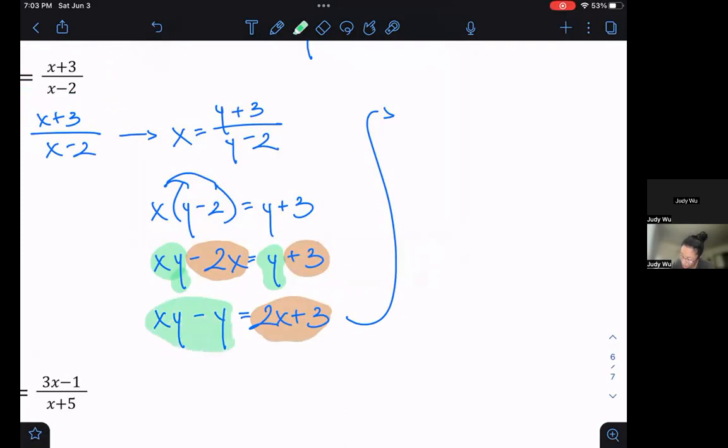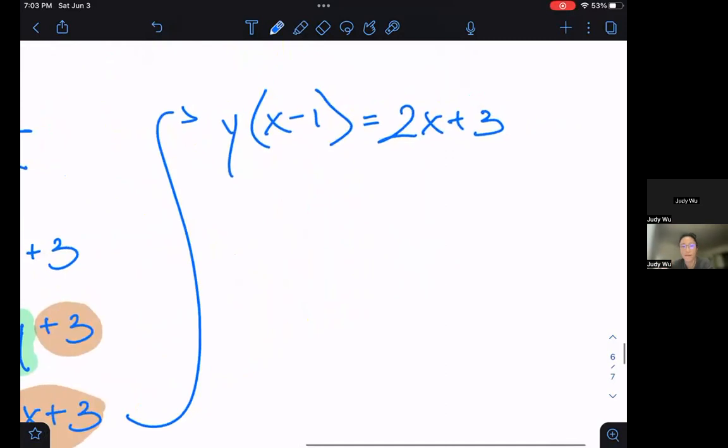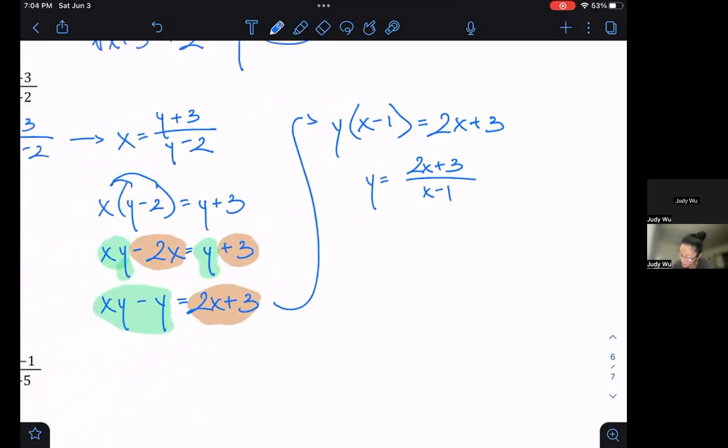Right? And doing that means I've got all of my orange terms on one side and all my green terms on the other. The reason why I want to do that is because now all the green terms have a y in them, which means I can factor out a y, and I get y times x minus 1 equals 2x plus 3. Okay. This is so clever algebraically, because now I want y by itself. I can just divide away this x minus 1. So y equals 2x plus 3 over x minus 1, right?